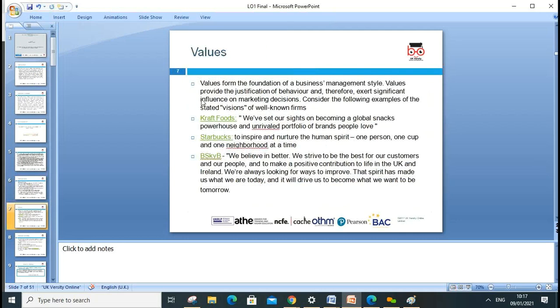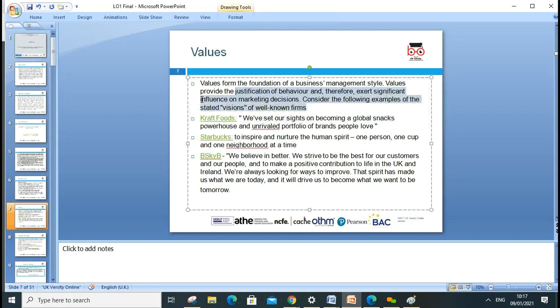We will go through the values, which form the foundation of the business management style and provide the justification for behaviors. They significantly influence marketing decisions or any other corporate business decision as well. So Kraft Foods, their mission: we have set our sights on becoming a global snack powerhouse, a portfolio of brands people love. So people love the brand. How will people love the brand? When we meet their expectations.